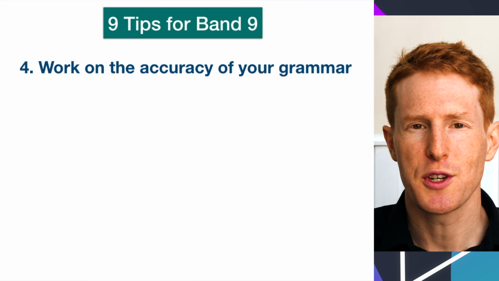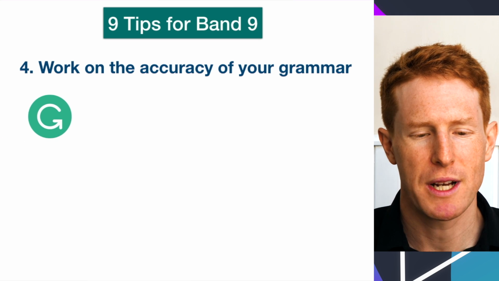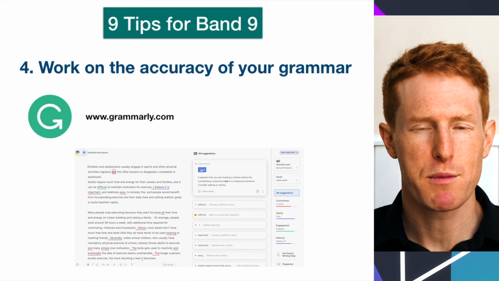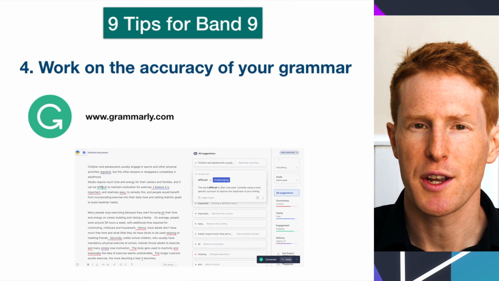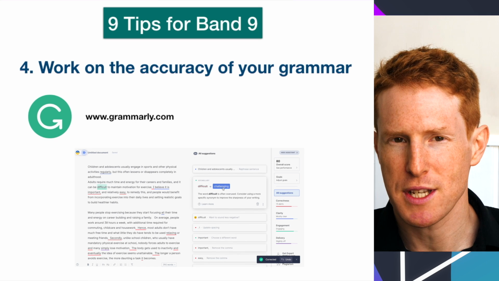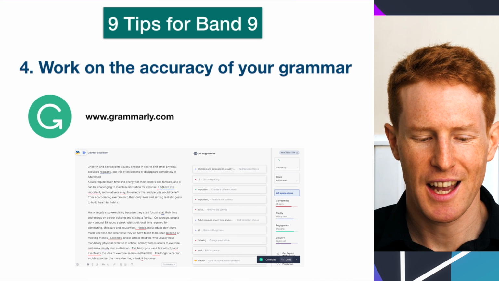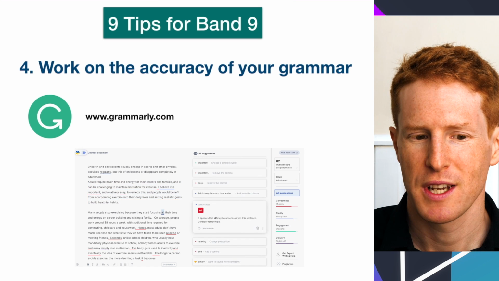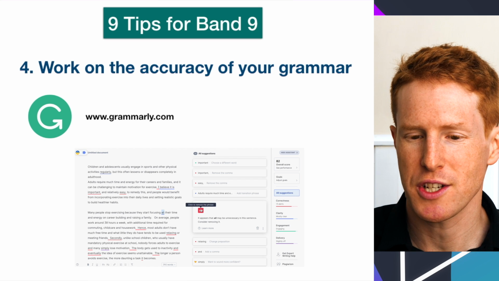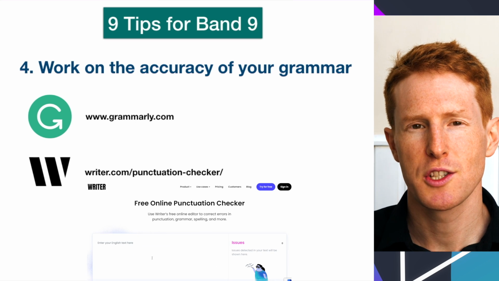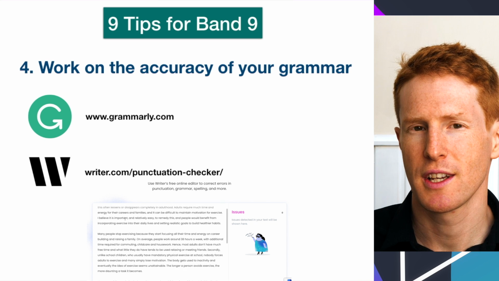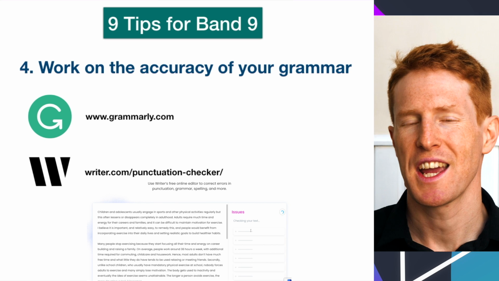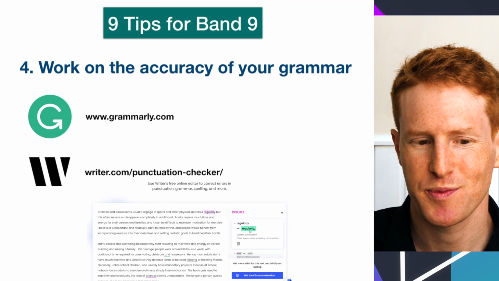Now, to help you do this, you can use online writing tools like Grammarly. In Grammarly, basically, you can type in your practice essays and it will identify where you're missing a comma or a spelling mistake, or maybe a mistake in the grammar that you use, for example, the tense that you use. So you can use Grammarly, and they've got a free punctuation checker. And there's another one called writer.com/punctuation-checker. And this, again, helps you to identify missing commas, incorrect spelling, and incorrect grammar.